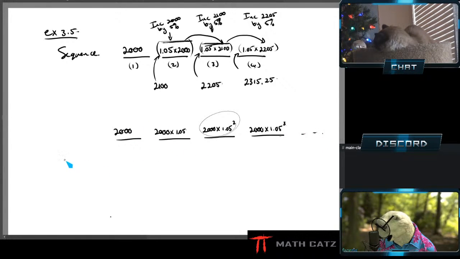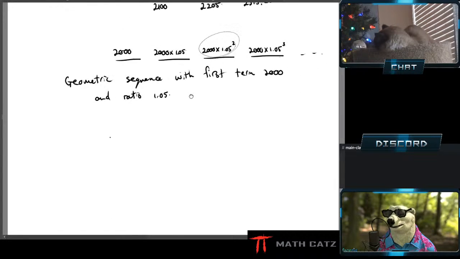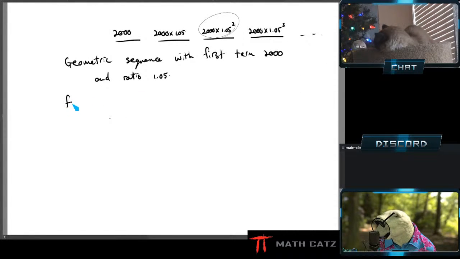So you see, it's a geometric sequence, with first term 2000 and ratio 1.05. And therefore, because I've now identified it as a geometric sequence, I know the formulas. In this case, I want the explicit formula because I want to jump ahead to position 10. First term times ratio to the n minus 1.